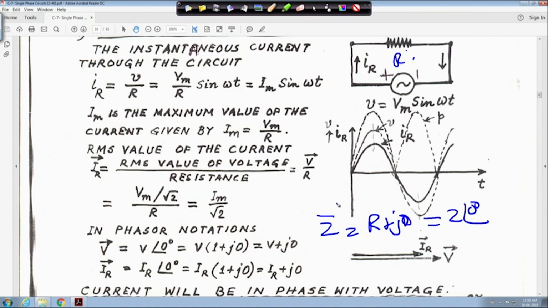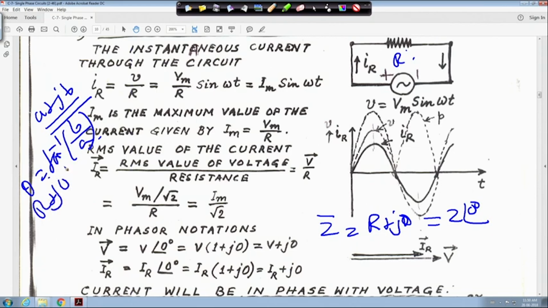Generally you know that if A plus jB is a complex number, then the angle theta is equal to tan inverse of B by A. In that case, if it is R plus j0, that means A is equal to R, and B is equal to 0. So, it will be 0 by R, so theta is equal to 0, that is why the angle is 0. So, Z is the magnitude and Z is basically R only, resistance.